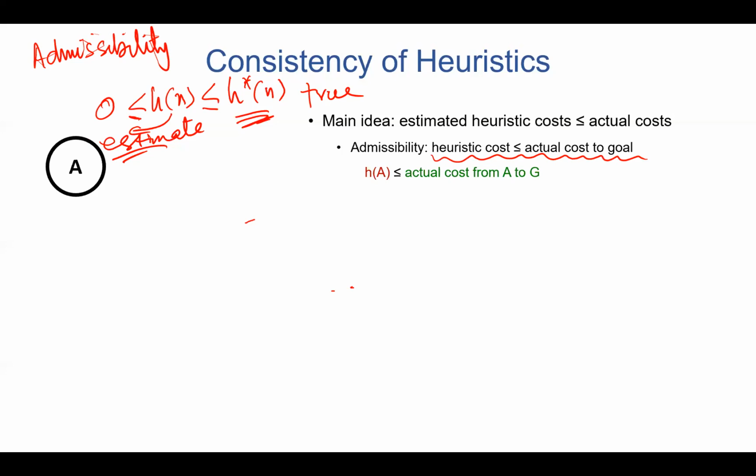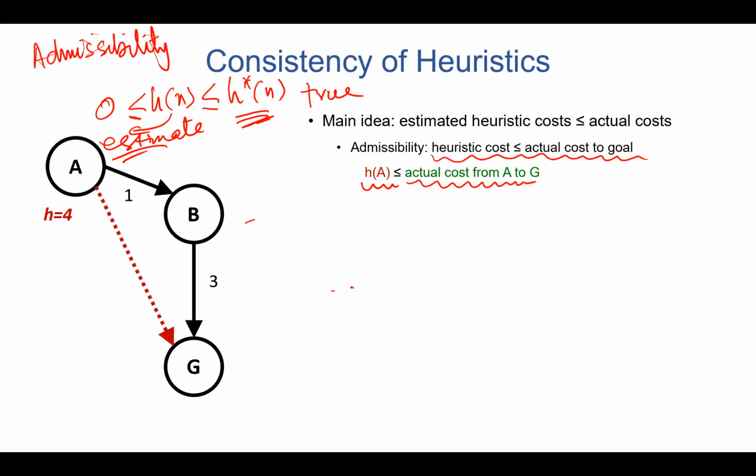H of A should be less than or equal to the actual cost from A to G. That means we have something like this. And if we have another path, another way from A to B and then to G, which is what we just looked at in the previous slide, right? So for consistency, we look at the arc cost. Right now we looked at the H of n only, or H of A and H of B. Now we are actually looking at the arc costs too, to make sure that it is consistent as well as admissible.